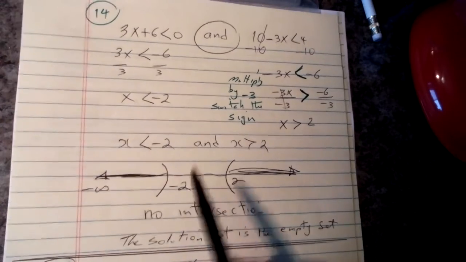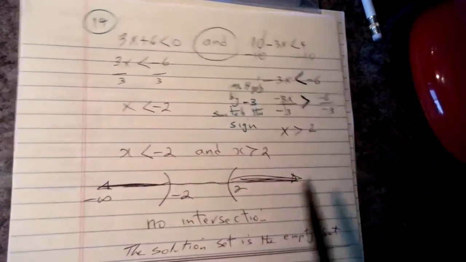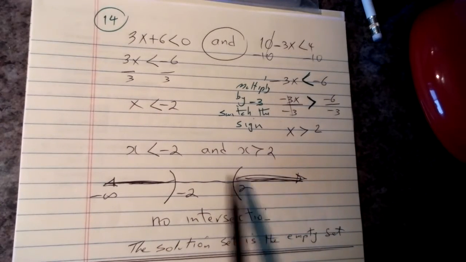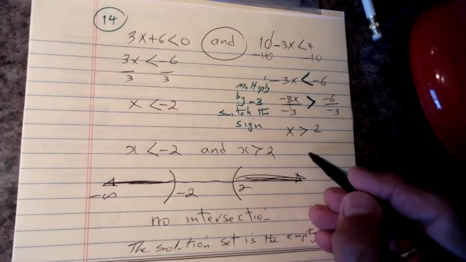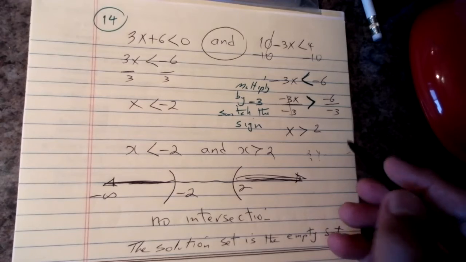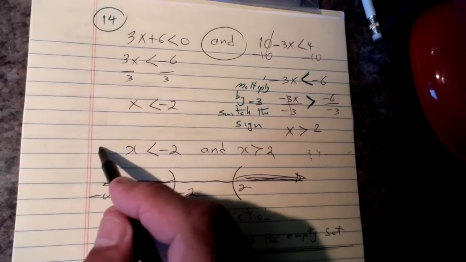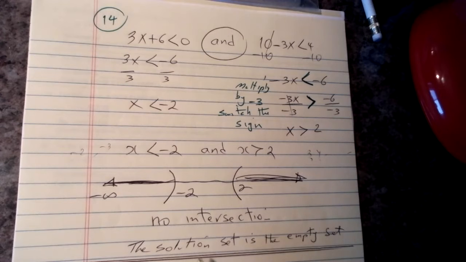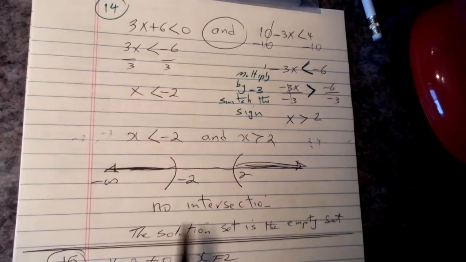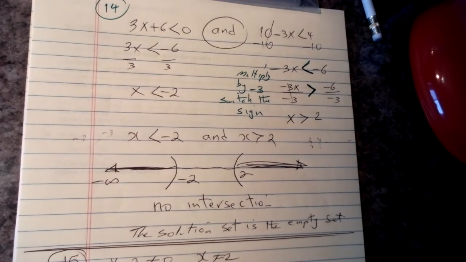See, this problem is an intersection. It means you have to overlap these two. But when you overlap these two, there's nothing left. This one is x greater than 2. What numbers are greater than 2? 3, 4, 5, 6. And this one is less than minus 2. It's like minus 3, minus 2. So they don't have any numbers in common. Therefore, there is no intersection. When you overlap these two, you don't get any numbers.